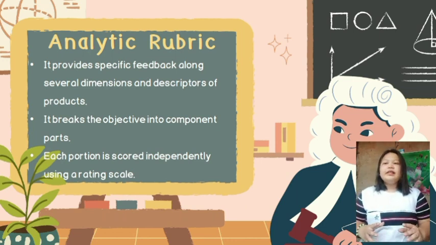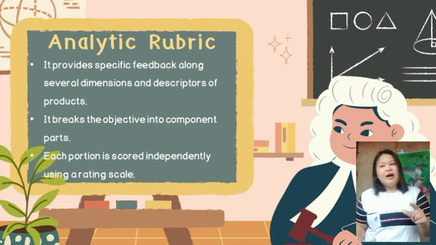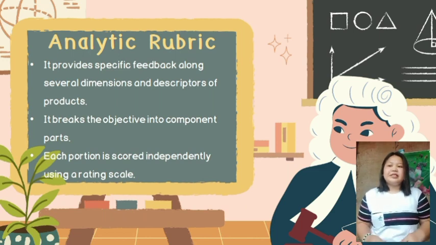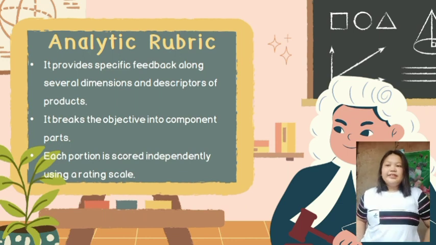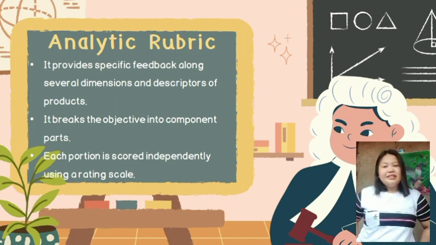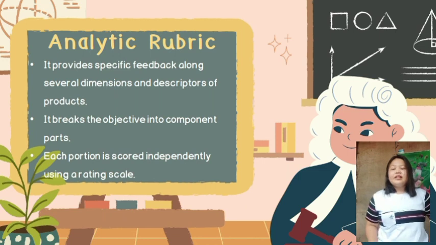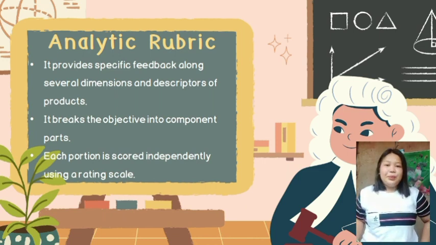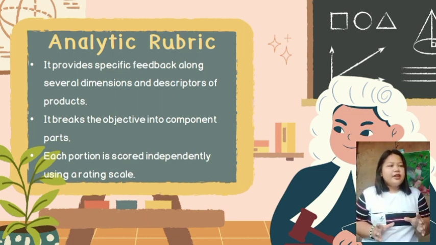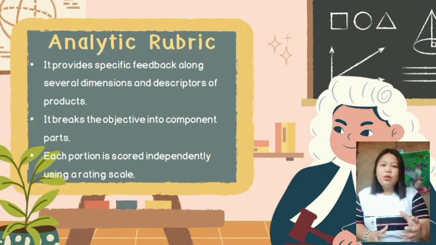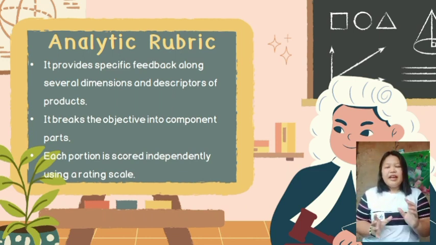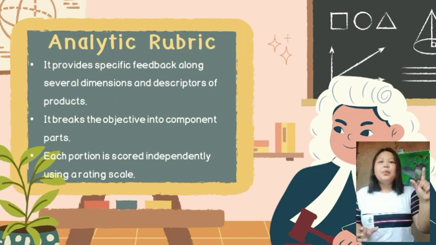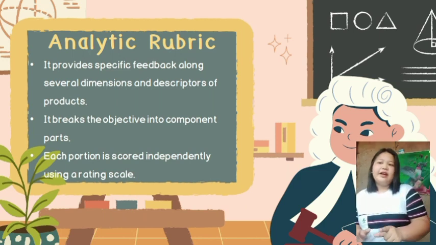So, analytic rubric provides specific feedback along several dimensions and descriptors of products. It breaks the objective into component parts. Each portion is scored independently using a rating scale, and the final score is made up of adding each component's part. So, unlike the holistic scoring rubric, that judges a performance as a whole. So, dili pareha ni analytic rubric na magbahig-bahig pa ta. There's components, there's parts, and there's criteria, something like that.